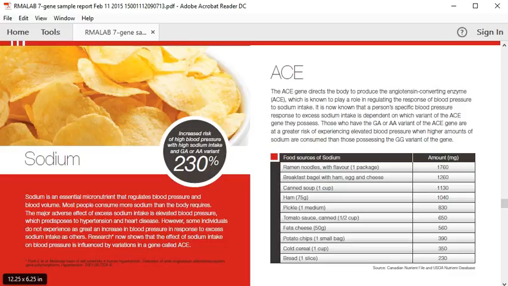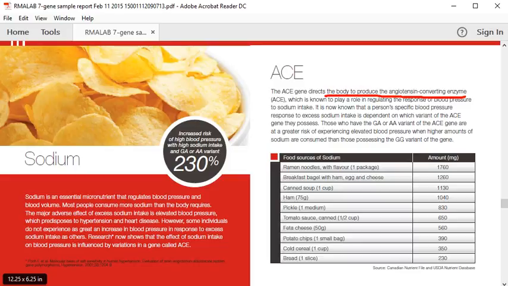So the one I've skipped to here is the ACE gene. And so the ACE gene acts in the body, and it says right up here, directs the body to produce angiotensin converting enzyme. So if you remember back from physiology, that helps regulate blood pressure and in response to sodium intake. So this genetic variant can have an interaction with sodium and therefore affect blood pressure.